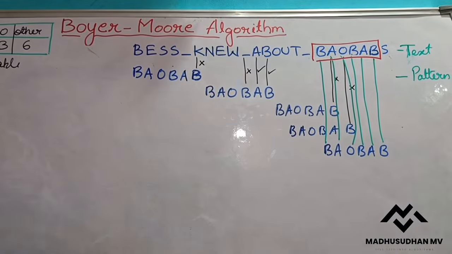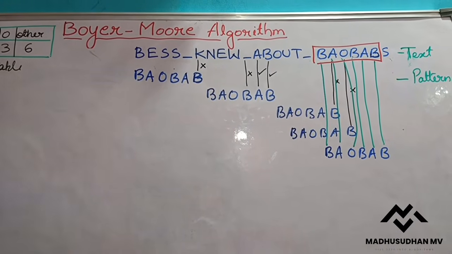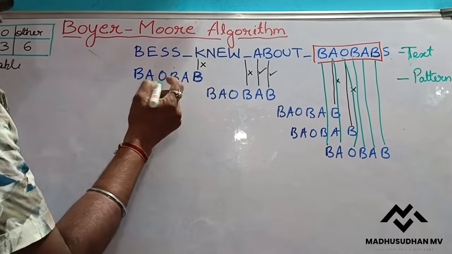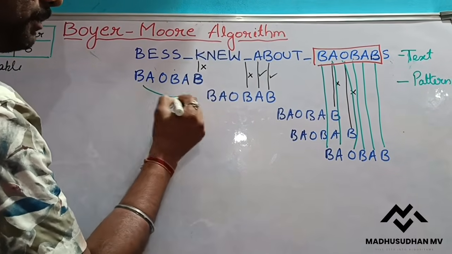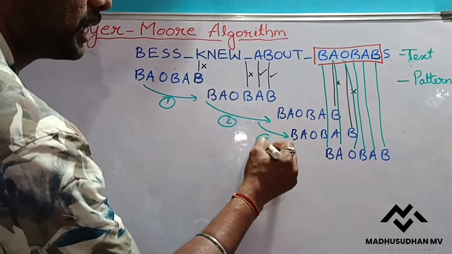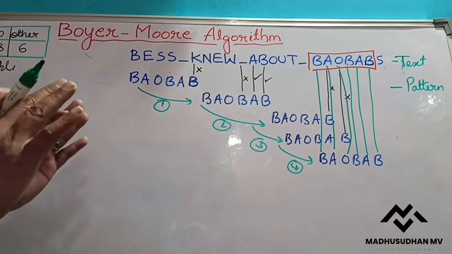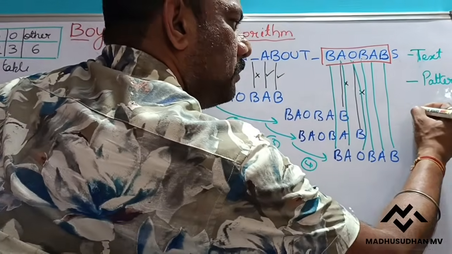So we found it. So here, how many shifts did we actually do? Initially we aligned. From here to here we shifted 1 time. Here to here we shifted the 2nd time. Here to here we shifted the 3rd time. Here to here we shifted 4 times. That means using the Horspool algorithm, how many times did we shift?